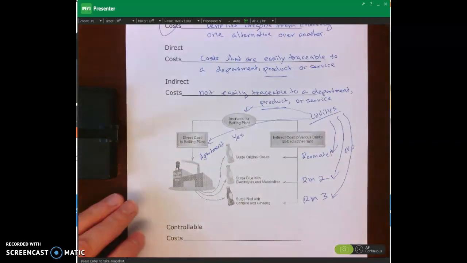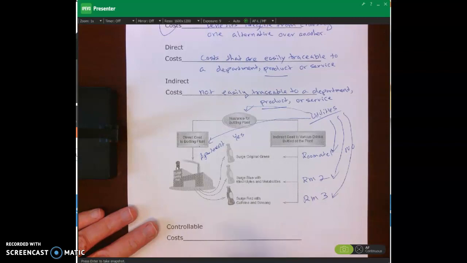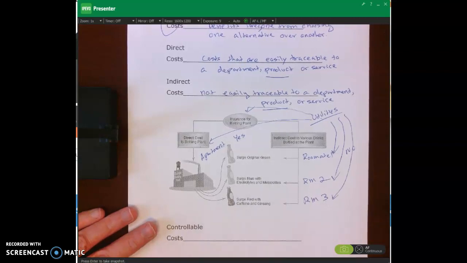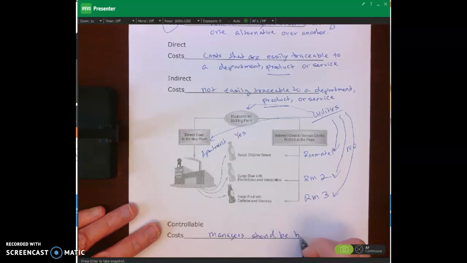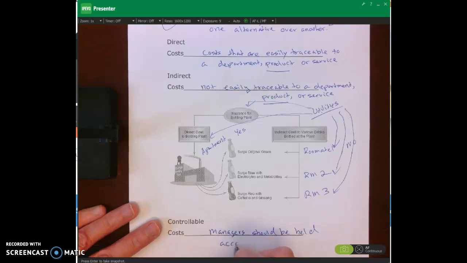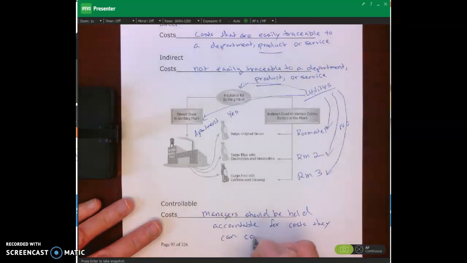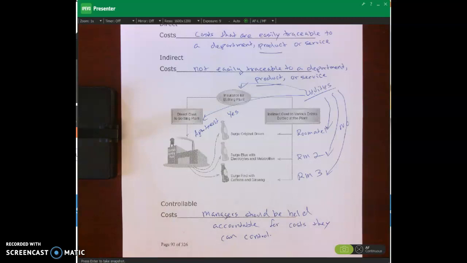Let's talk about controllable costs versus non-controllable costs. Controllable costs are basically what we want to say is that managers should be held accountable for costs they can control. If it's outside of their control, you can't really hold them responsible.